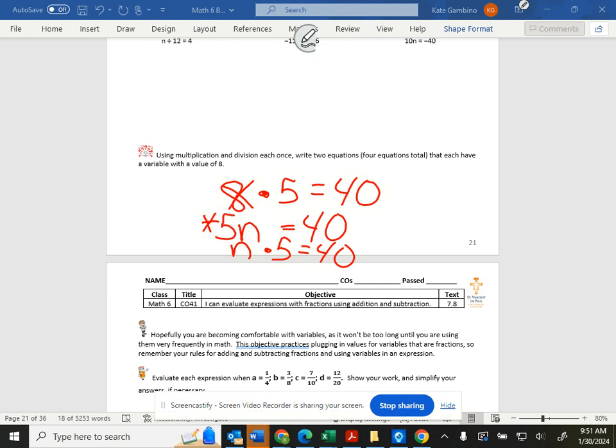So remember the opposite operations that we talked about. If we were multiplying, we divide both sides by it. If we were adding, we subtract both sides. If we were dividing, we multiply both sides. So you're doing that opposite math.